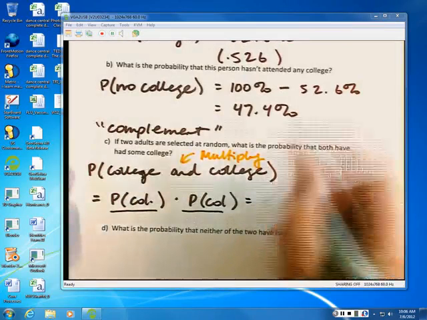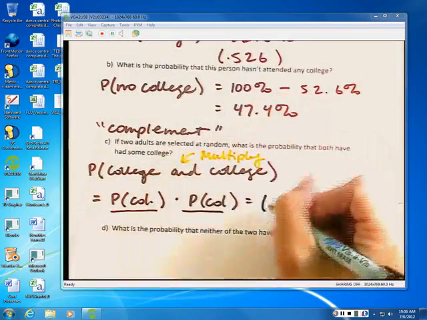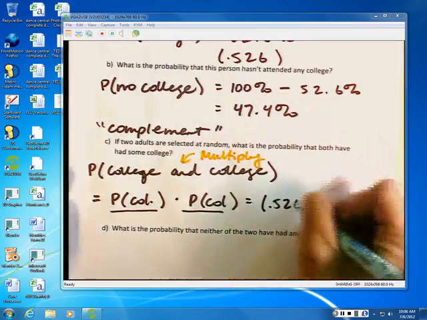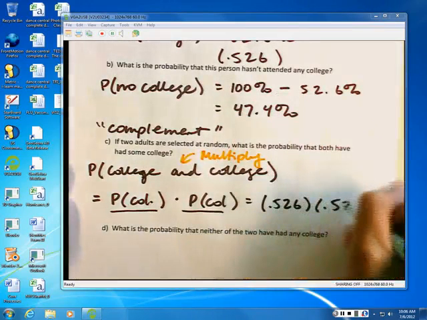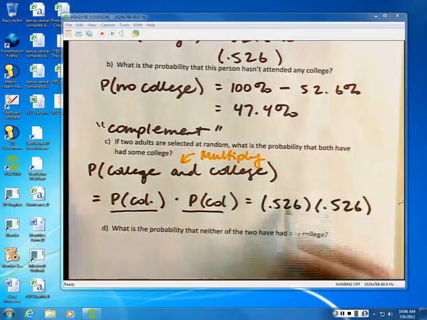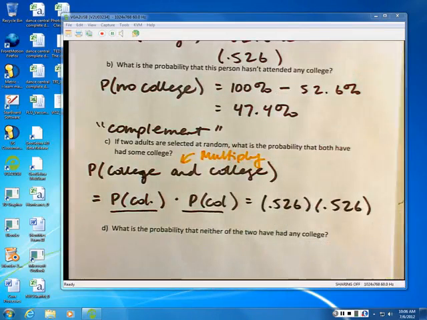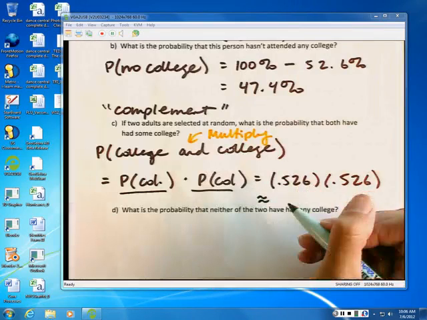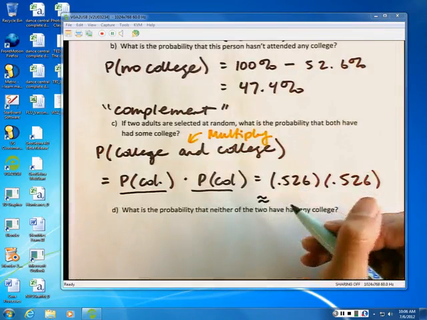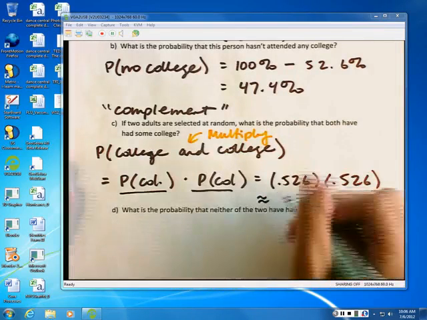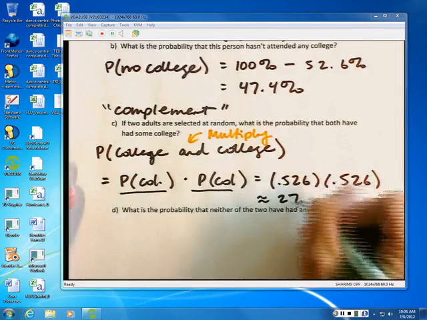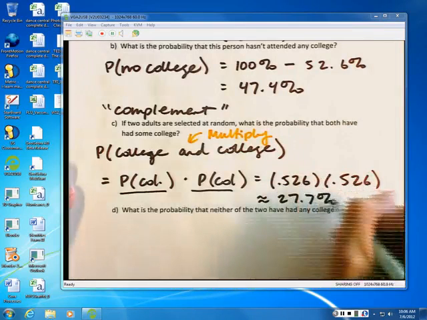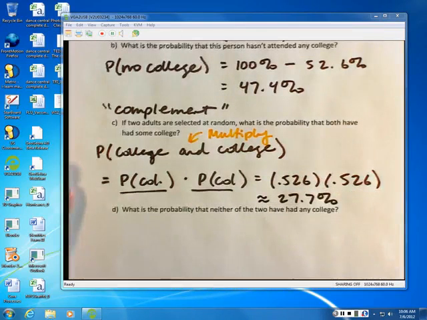let's do the decimal form to start. So we get 0.526 times 0.526. College and college, we multiply those together. 0.526 times 0.526. And we end up with, I'm going to put this back into a percentage. I get 0.27. I'll call it 0.277. So let's call that 27.7%. So college and college.